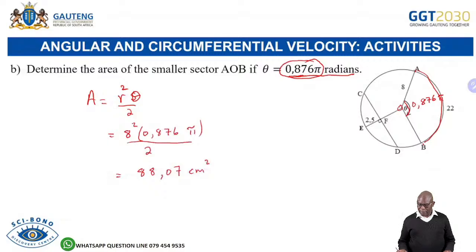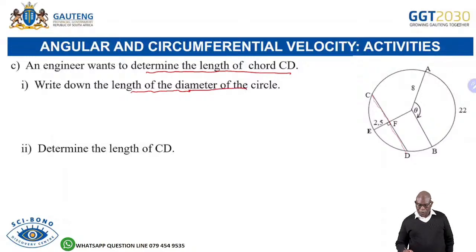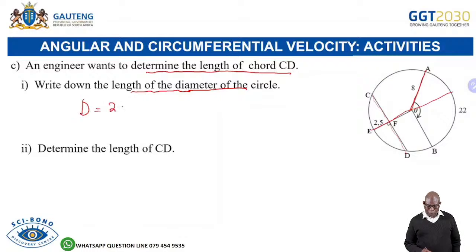C, Roman figure 1 says, now this engineer wants to determine the length of the chord CD. I need the length of chord CD here. Now first I must write down the length of the diameter. So obviously my radius is going to be 8. If I extend it, I've got 2 radii, then I've got 8 plus 8. So the length of the diameter will be 2 times the radius, which is 2 times 8, and it's 16 centimeters. All right.